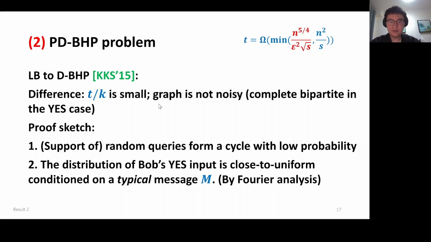And conditioned on a cycle-free graph, they show that the distribution of Bob's yes input is close to uniform, conditioned on a typical message M. This is achieved by Fourier analysis. Typical messages here means the messages that Alice will send with probability above average.